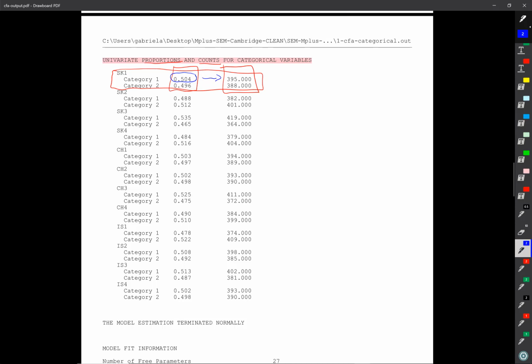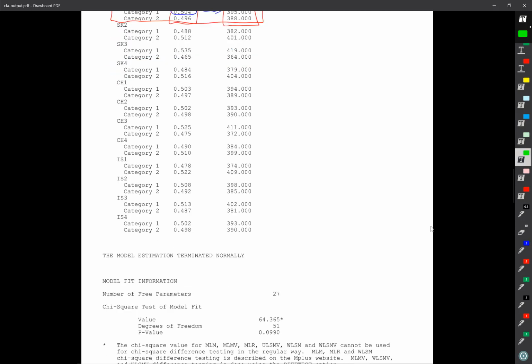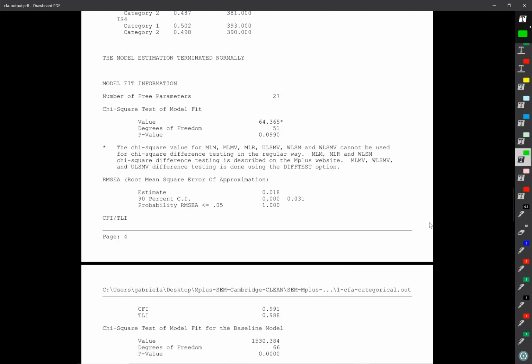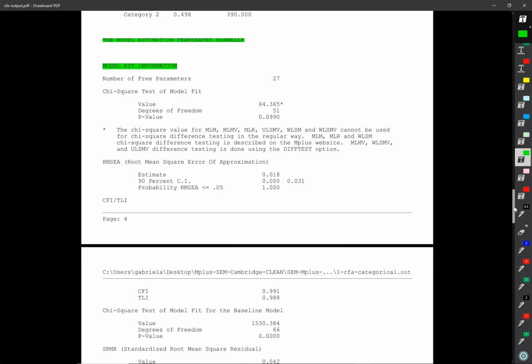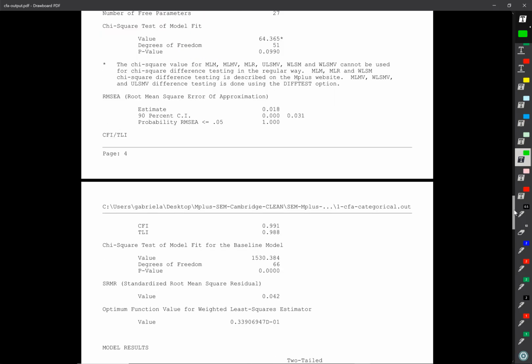Now, if we scroll down a little bit further, we get our favorite line of the entire output, the model estimation terminated normally. And underneath, we get the section called Model Fit Information. So let me put this neatly on one page and ask you, what do you think? Did the model fit the data well or not?